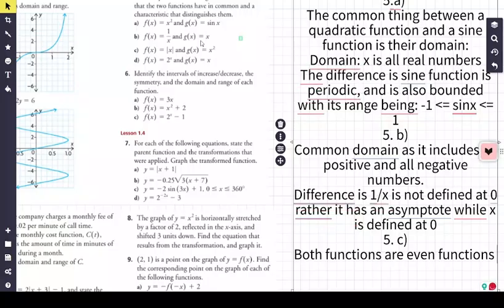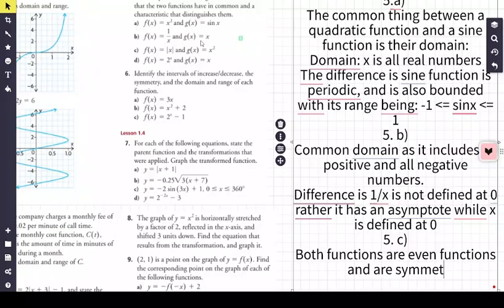They're reflected across the y-axis. When you have the left side of the y-axis, you trace it perfectly on the right side, and you will get the entire function. So both functions are even functions, right? And are symmetric about the y-axis.